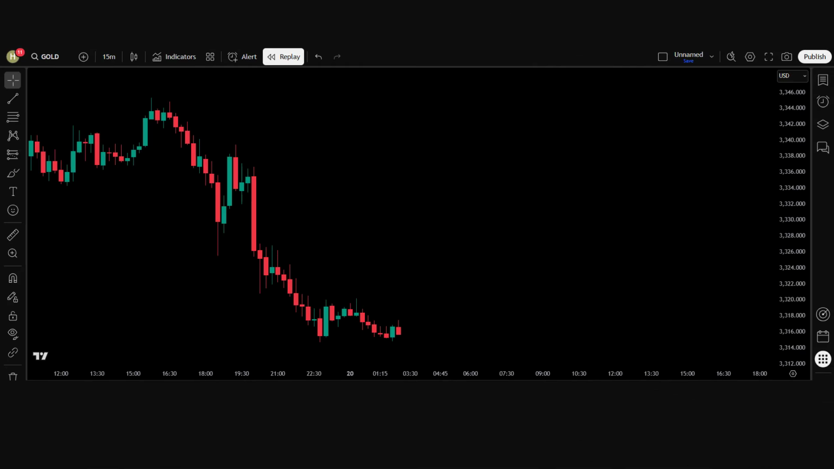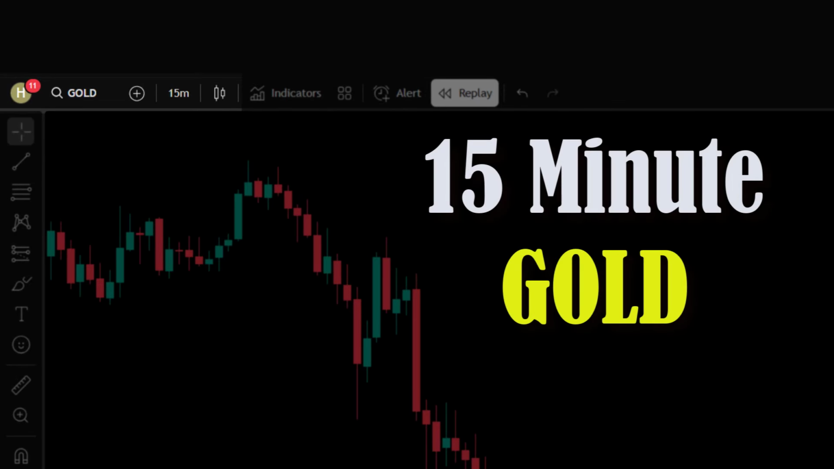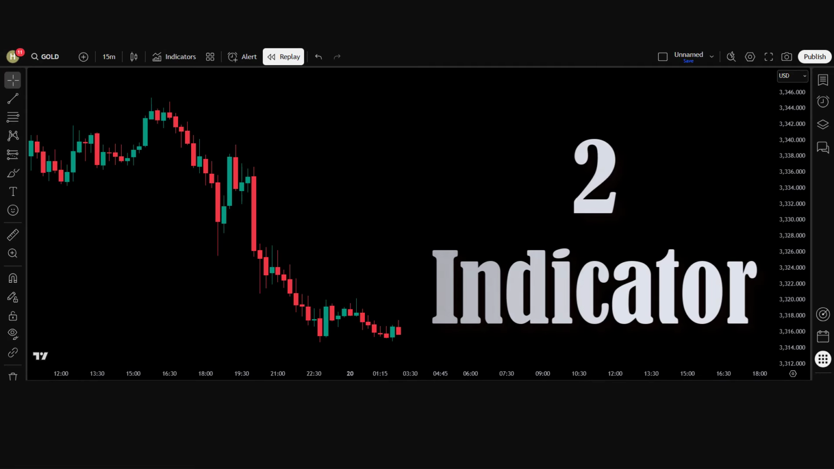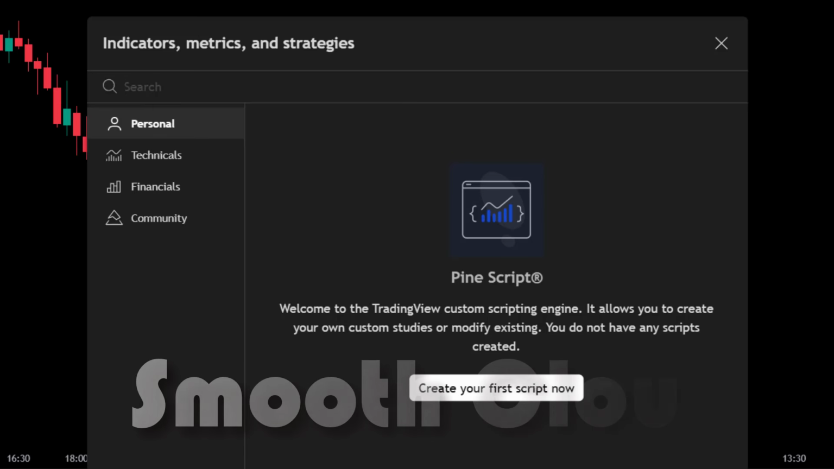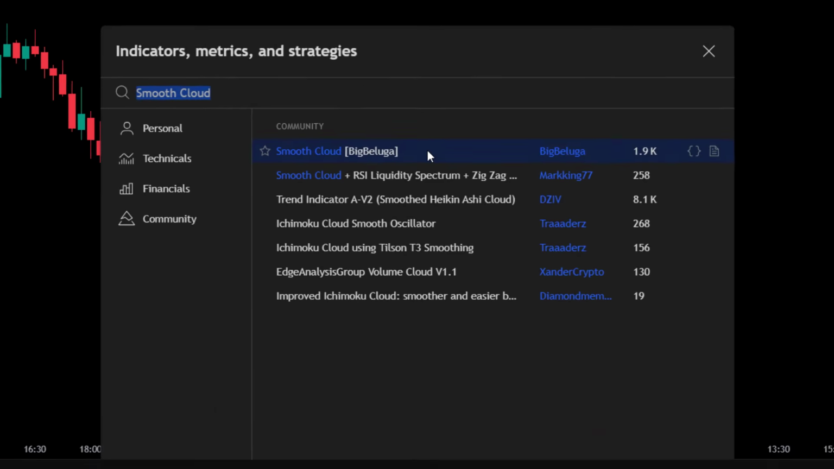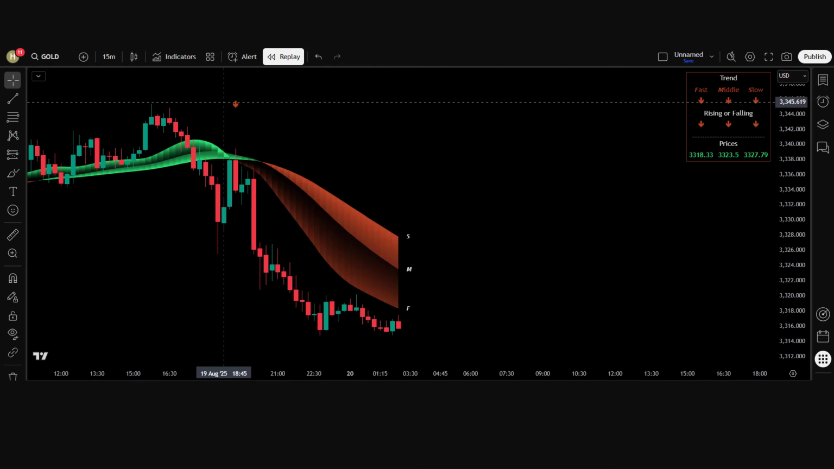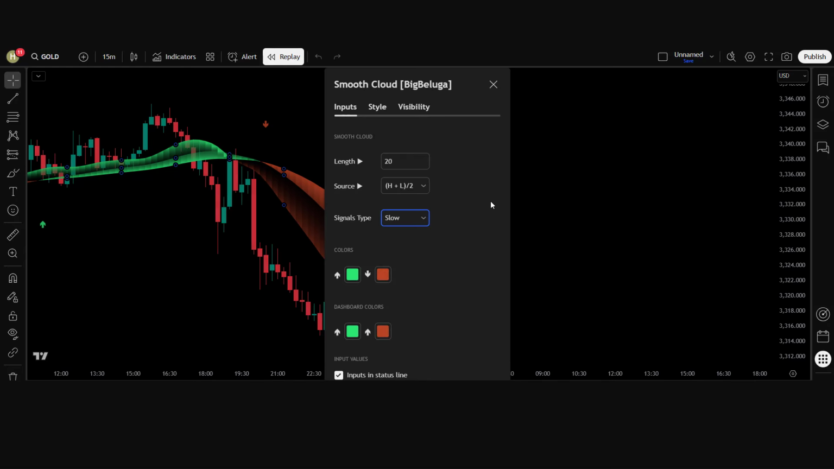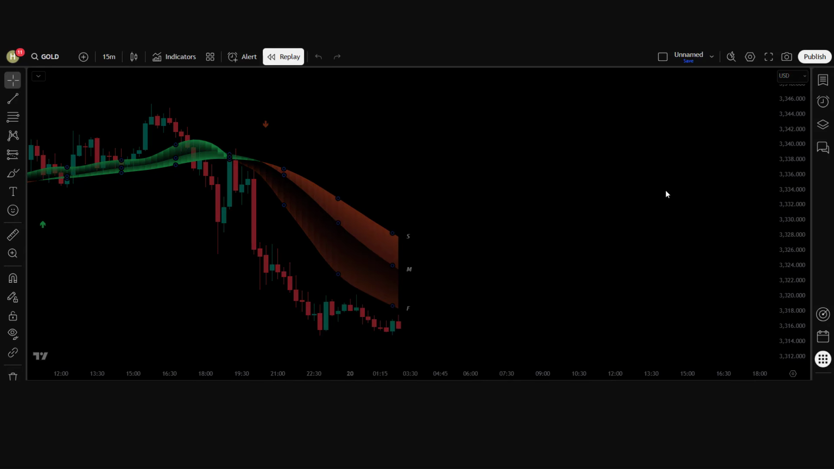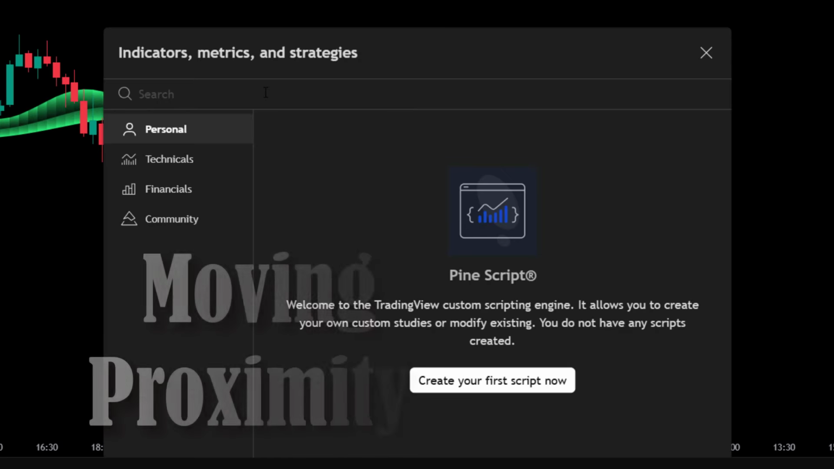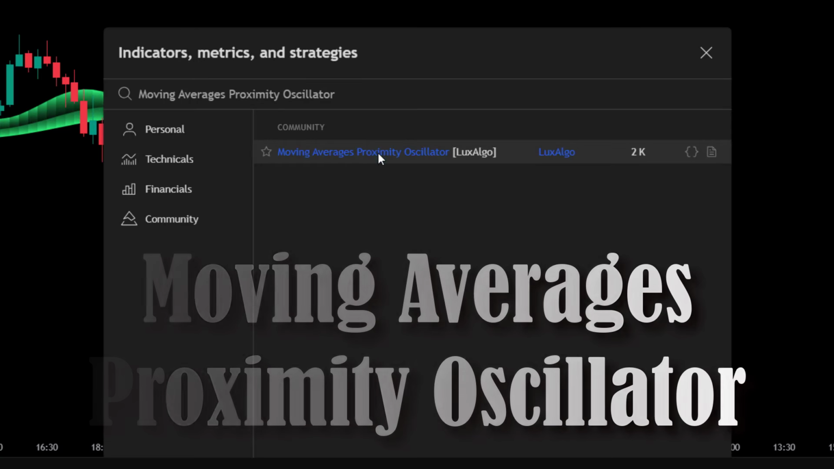So let's get started. We are going to test this strategy on the 15-minute timeframe and gold chart. In this setup we would require two indicators. First indicator name is Smooth Cloud. Keep the indicator settings as I have shown here. We have to apply another indicator on the chart. Second indicator name is Moving Averages Proximity Oscillator.